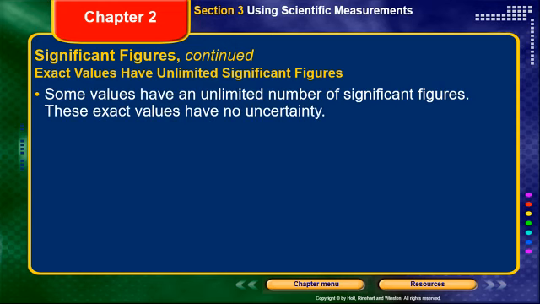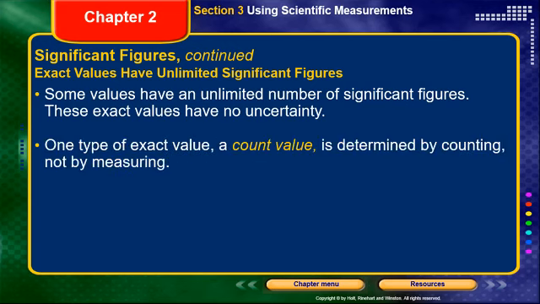Now, let's talk about some exceptions or special circumstances when we're talking about significant figures. Some values have an unlimited or infinite number of significant figures. These exact values have no uncertainty. This is what I mean by exact.